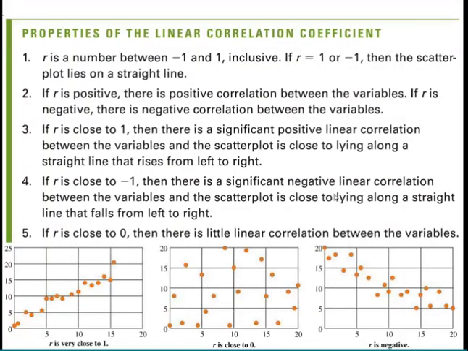Okay, so let's take a look here. The properties of the linear correlation coefficient, as I was just talking about. It's always a number between -1 and 1. If it's a 1 or -1, then you get a straight line. And the scatter plot is if I had plotted the data like what you see down at the bottom of your screen. If r is positive, then there's a positive correlation, like this would be a positive correlation.